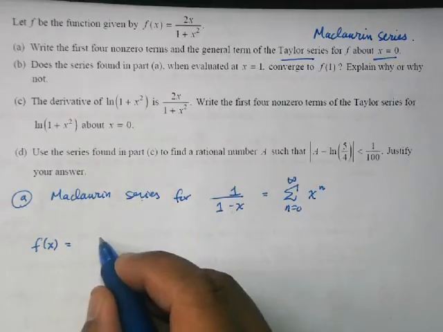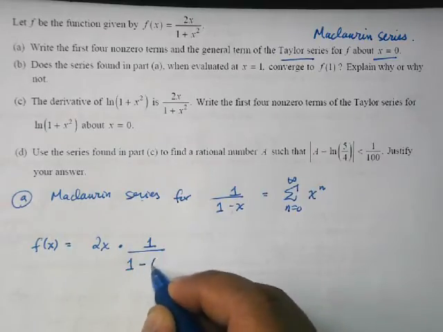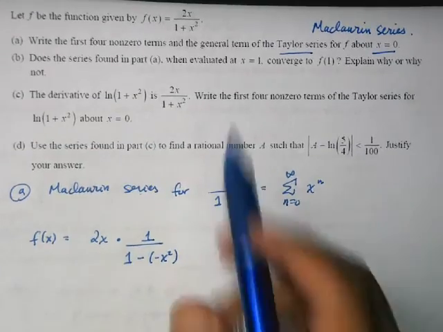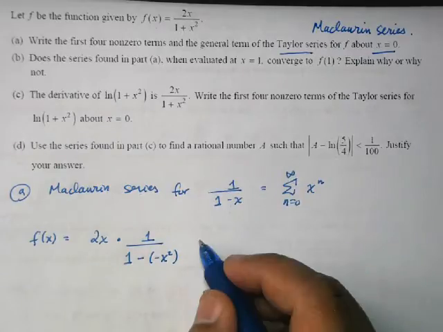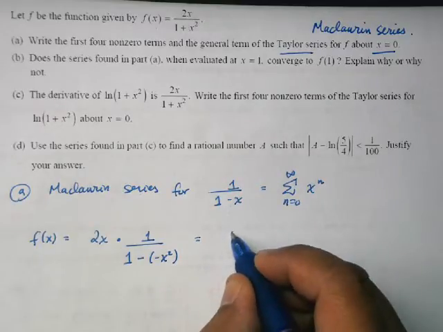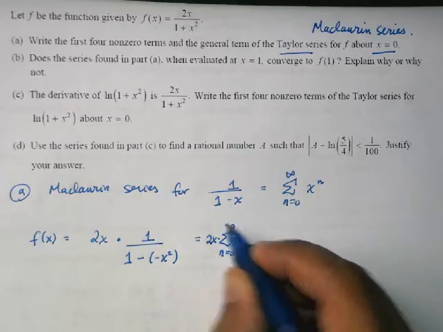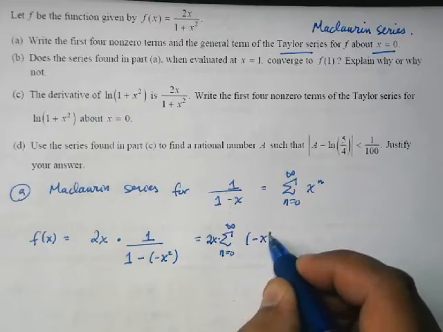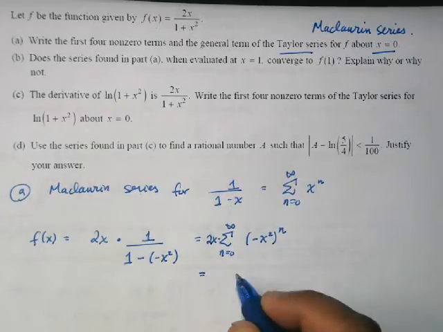So f of x is really equal to 2x times 1 over 1 minus negative x squared. So we're going to just rewrite the f of x function to look like this Maclaurin series and then take advantage of some of the work that's already been done there. So this is equal to 2x times the summation n equals 0 to infinity of, but instead of using x to the n, it's going to be negative x squared to the n. And then I'm going to just continue working and simplifying this.